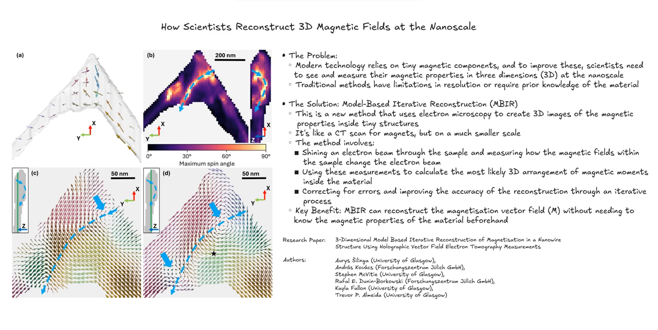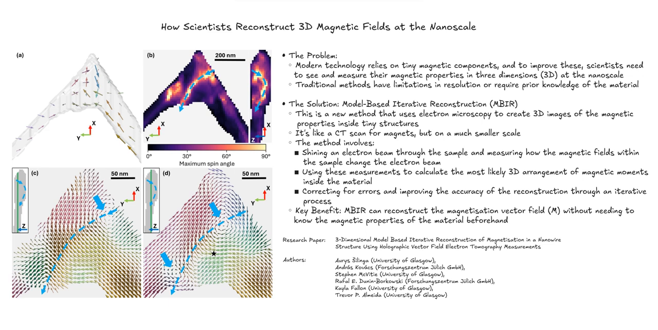Now, this research paper introduces a new algorithm called Model-Based Iterative Reconstruction, or MBIR, to process the data from H-VFET. This algorithm helps reconstruct 3D magnetization maps, providing a detailed picture of the magnetic forces within these tiny structures. To test their method, the researchers built an L-shaped cobalt nanowire using a technique called focused electron beam-induced deposition. It's essentially 3D printing, but at the nanoscale.